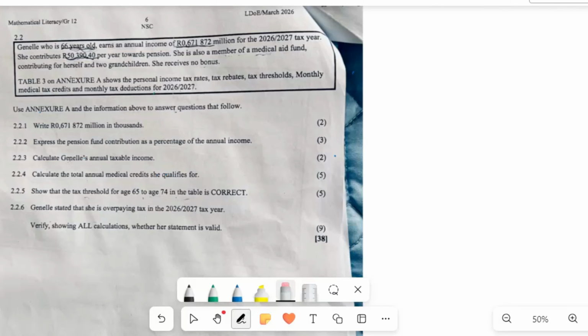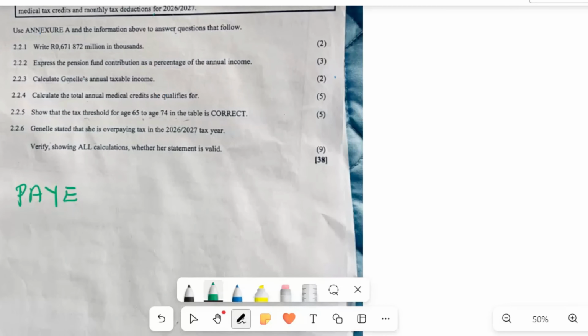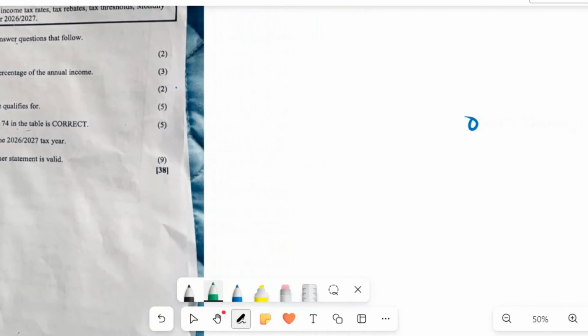It's so nice, isn't it? So this is the big question. What is that big question? They want us to compare the actual tax she should pay and the tax that's already deducted. The tax that is deducted is called Pay As You Earn. So step one, let us do this step by step, because 9 marks is not child's play. They can't just give you 9 marks for nothing.